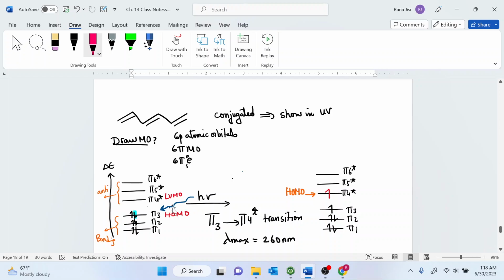So when you shine a UV light, that is going to be on the highest occupied molecular orbital. So your transition now is going to be from pi 3 to pi 4 star. Since your transition now is to a higher molecular orbital, your wavelength of excitation is going to be higher.